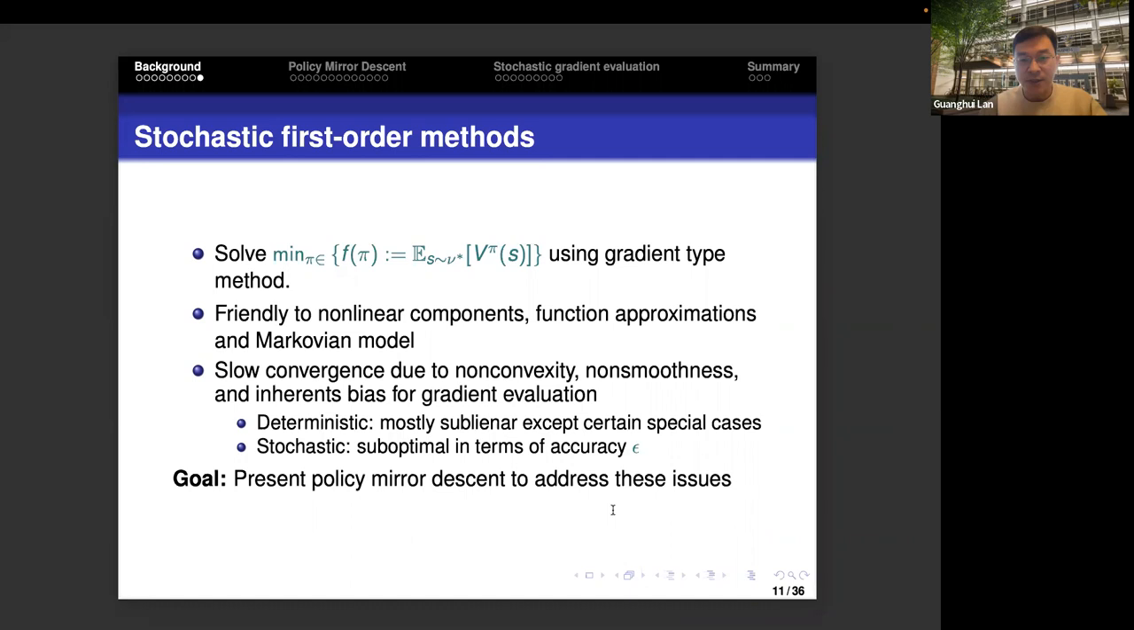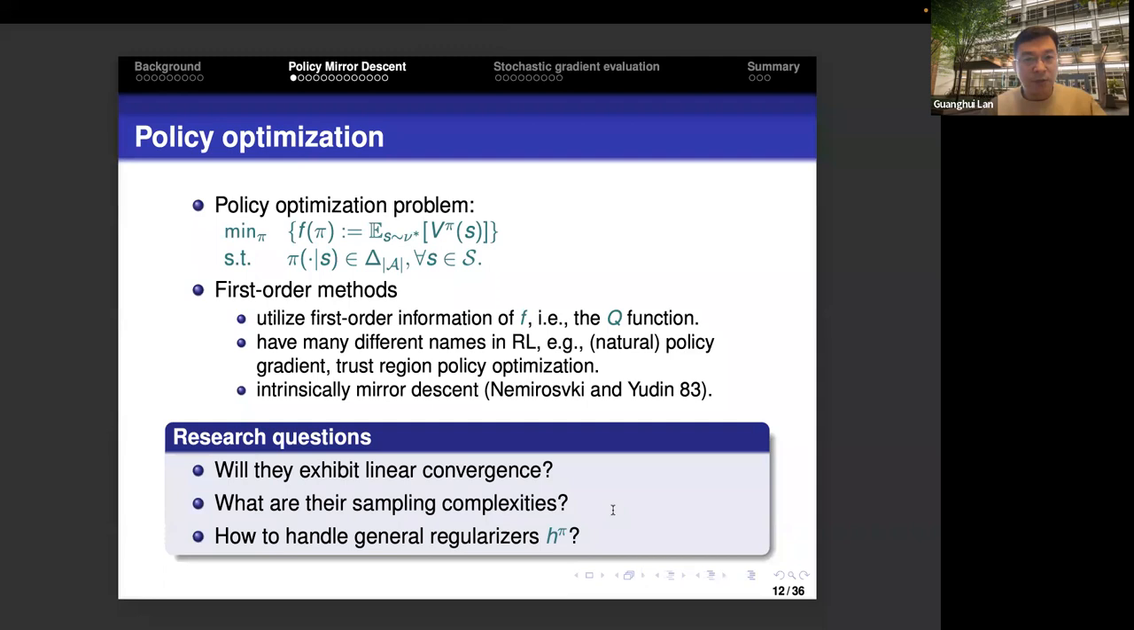So let us zoom in a little bit on the problem we're talking about. We tend to solve this policy optimization problem: we minimize f subject to pi in the simplex constraint. The first of the methods only use gradient information. As we will see, the gradient information corresponds to the Q function. It has many different names in the reinforcement learning setting. For example, people talk about the policy gradient, natural policy gradient, trust region policy optimization. It turns out all these different types of algorithms are intrinsically related to the mirror descent method that was developed by Nemirovsky and Yudin in the 1980s.